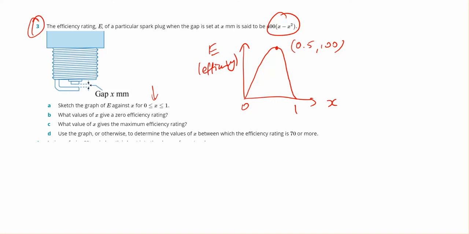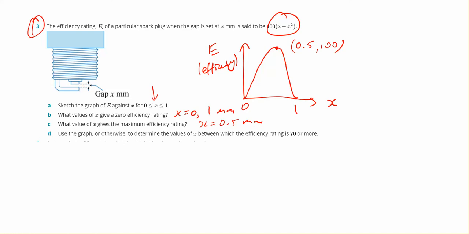Okay? So you can have up to 100% efficiency. At 0.5 gap size, you get a 100% efficiency. So what value gives 0 efficiency? So what values of x? x equals 0 and 1, because your y is 0 at those values. When x is 0 or 1, y is 0. Okay, the efficiency is 0. What values of x gives a maximum efficiency? x equals 0.5 millimeters. Okay, it's good to put units in, just so that we know.